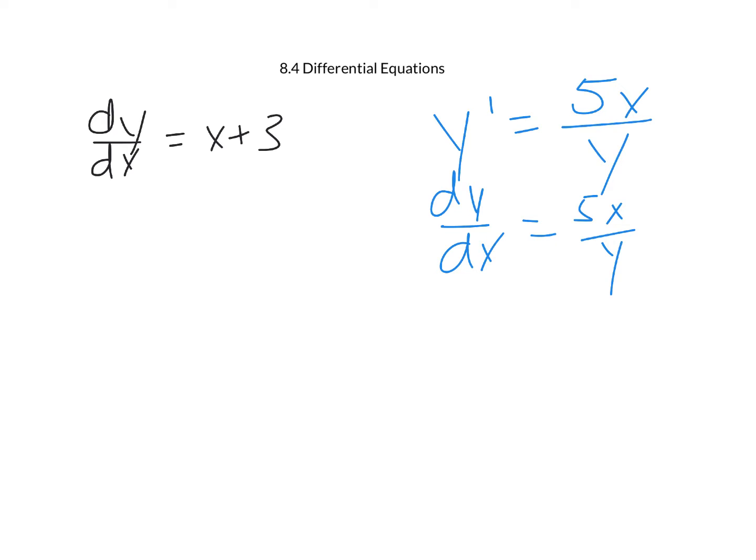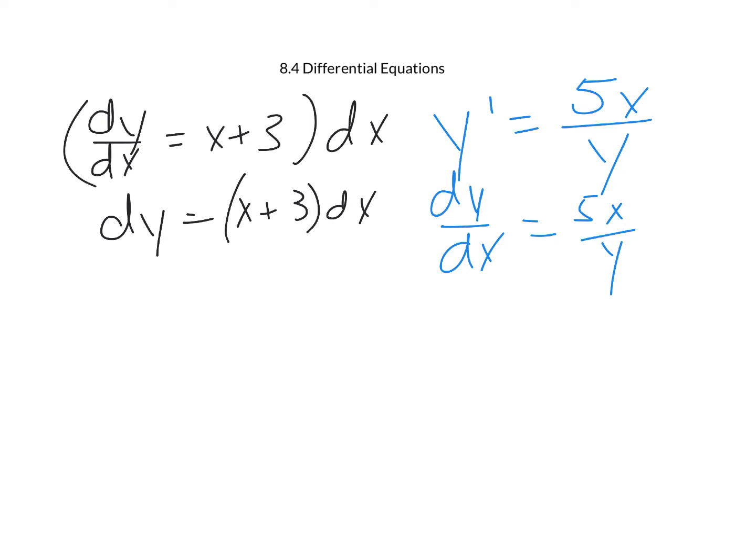So let's focus on the first one, though. What I'm going to do is put dy on one side and dx on the other, okay? So I'm going to multiply both sides by dx, and I have dy equals (x plus 3) dx, okay? From here, I'm going to integrate both sides.